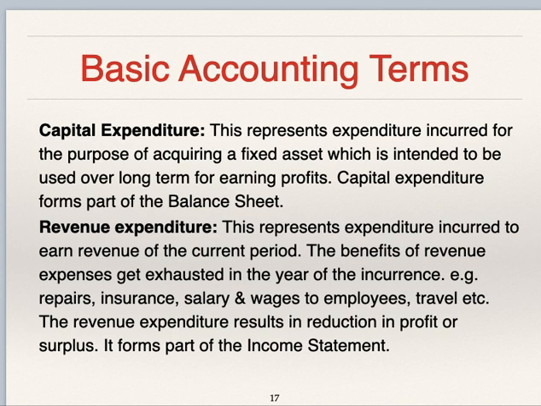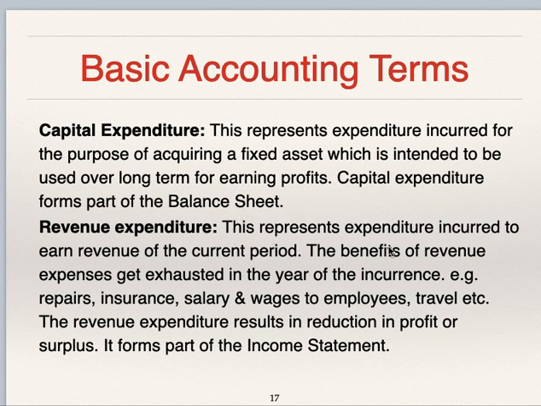Next is capital expenditure. This represents expenditure incurred for the purpose of acquiring a fixed asset which is intended to be used over the long term for earning profit. Capital expenditure forms part of the balance sheet. Capital expenditure is non-recurring in nature. So every month, every year, every now and then you won't incur capital expenditure. It is not repetitive in nature. You will benefit from capital expenditure in future and it forms part of the balance sheet.